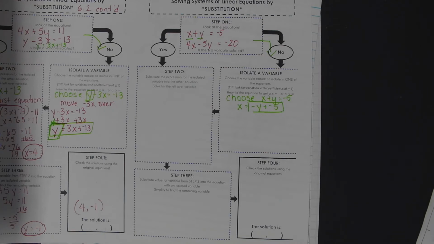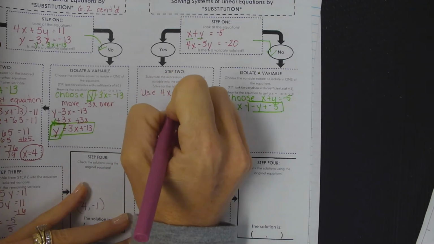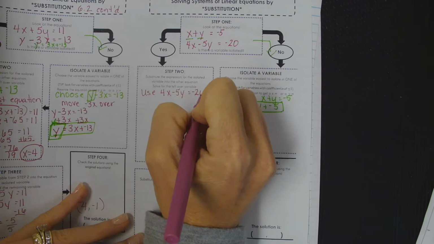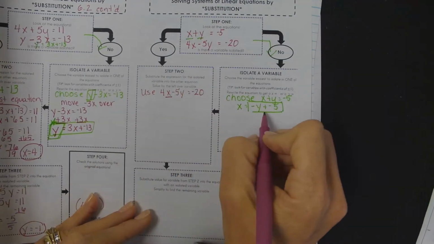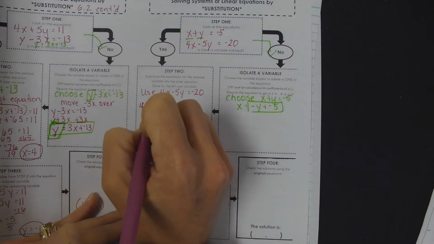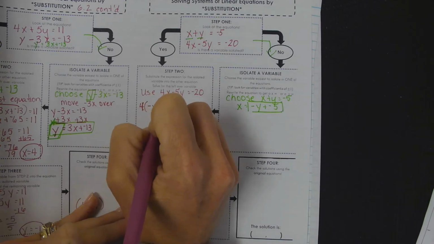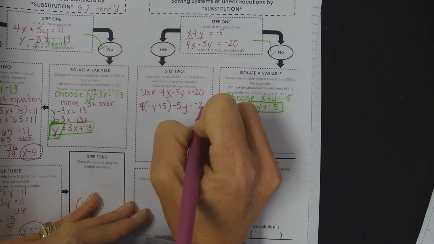The x needs to be by itself, so I have to move the y over. When I moved this y over, it became negative. So there's our new equation. So now I'm going to use 4x minus 5y equals -20. And we are going to substitute x for our new value. 4, times -y plus 5 minus 5y equals -20.